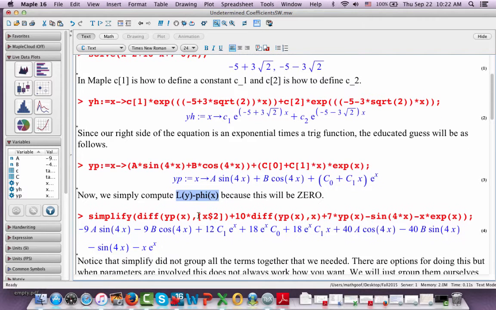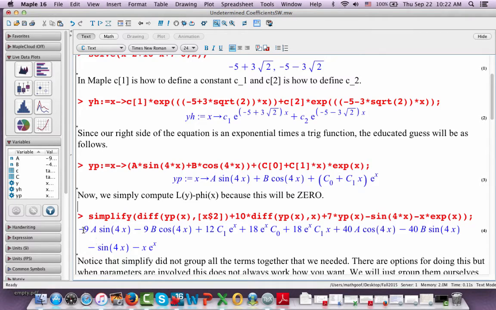All right, so what am I doing here? I'm using a simplify function, which is going to group some like terms together, but it won't do it perfectly because we have parameters. What I'm doing is differentiating yp of x. This is how I say do two derivatives in x. And then I'm adding to that 10 times the derivative of x. I don't have to put anything for the first derivative, I just put it like this. And then I add to that 7 times my yp of x. And now I'm subtracting the two terms from phi of x, because I want to set all this equal to 0. So when we hit enter on that, we get this expression that we have down here.